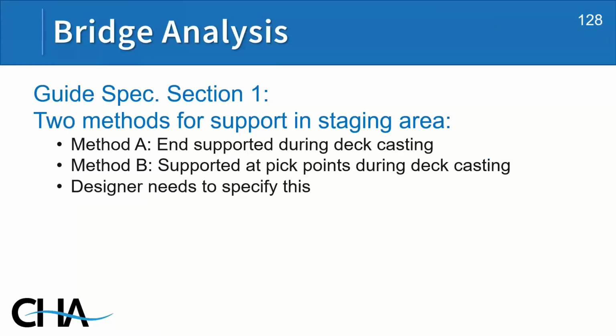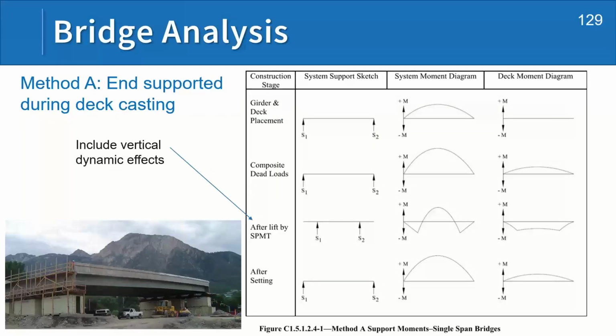So as far as analyzing the bridge, the guide spec Section 1 recommends there's two ways of supporting the bridge in the staging area and for the analysis. The two methods are supporting the bridge on the ends, essentially supporting the bridge on the bearings during deck casting, or Method B is supporting it at the pick points during deck casting. And the designer needs to specify one method or the other to the contractor because the designer has to check the bridge for these pick points to make sure it works. And I'll demonstrate what these look like.